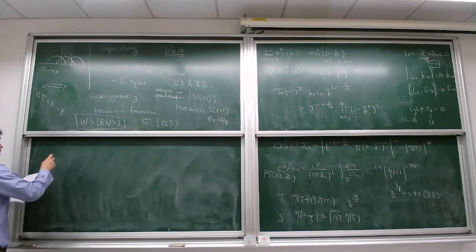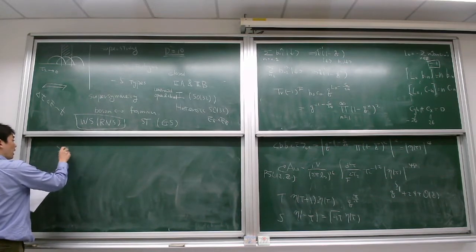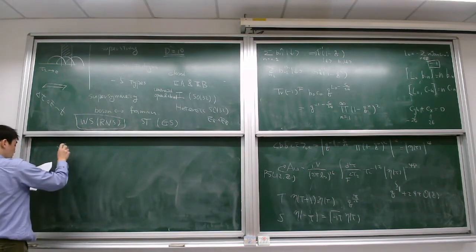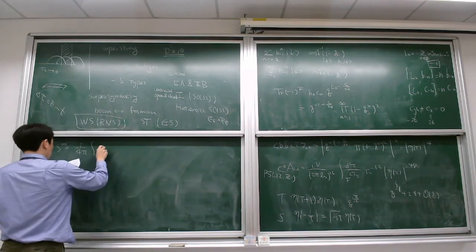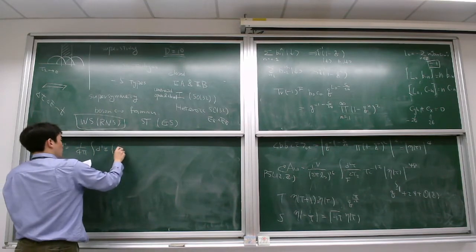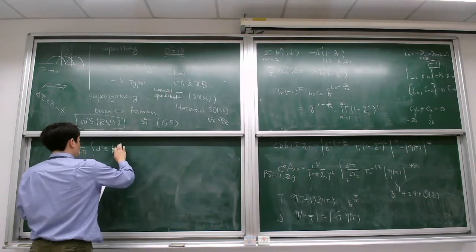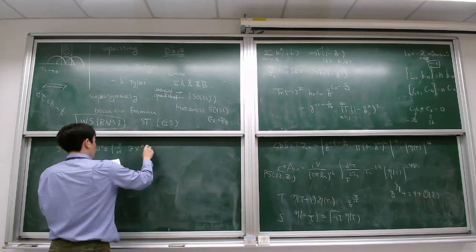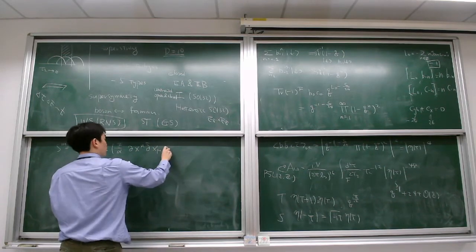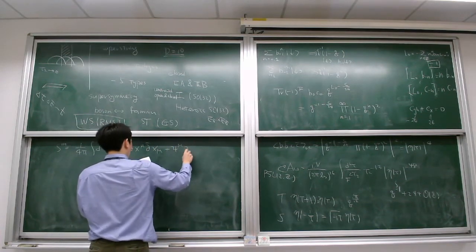So the RNS formulation is where you start with the action. I call it the matter action, 1/4 pi, the usual thing. So now we just look at space-time as just a plot. And now you include fermions.